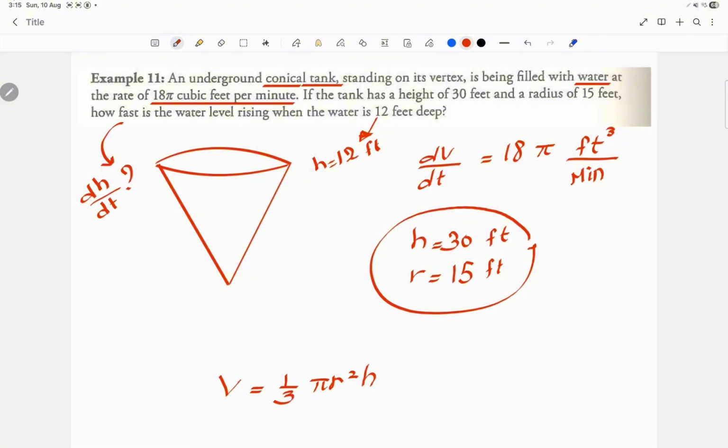So what does that mean? You replace the r with the h, or replace the h with the r? Replace the r with the h. Smart. Look, since we're looking for dH over dt, we cannot keep both h and r. You must remove the r. The r in this equation has to be changed to something else, because if not you will get dr over dt.